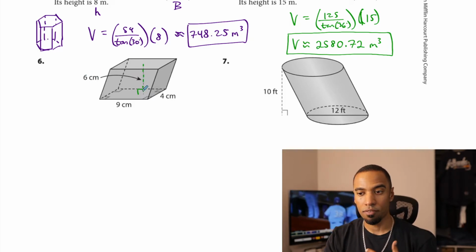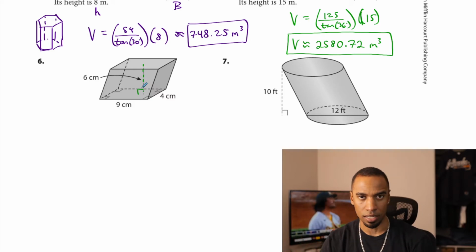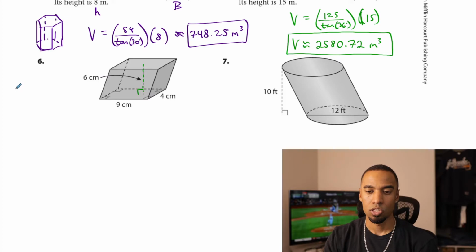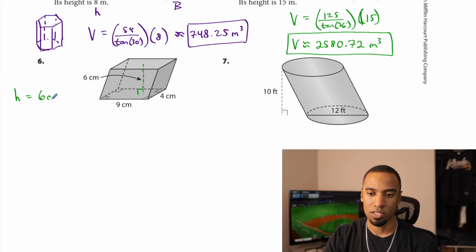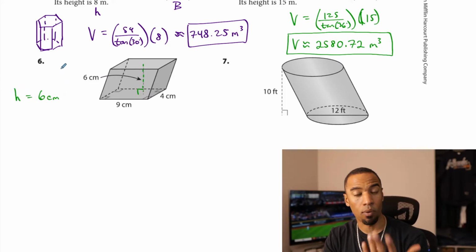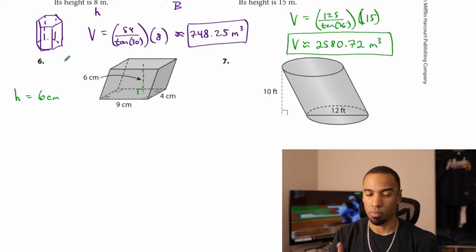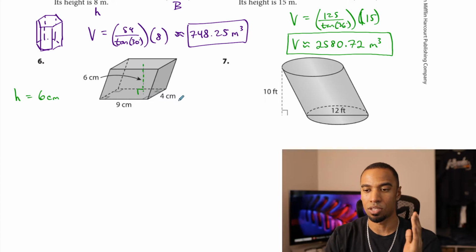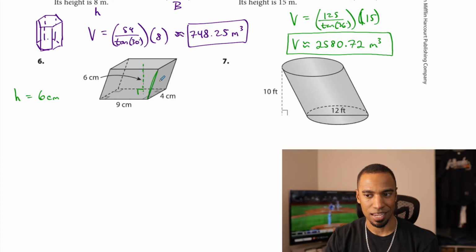So if they don't give it to you, you're going to have to find a way to find it. It's likely through Pythagorean theorem or something. But if they give it to you, that's what we established. So guys, your height is 6 centimeters. And by the way, what I wanted to mention about all this is the volume is unchanged. It's still area of base times height. Just know that the height is perpendicular. It's not a slant height.